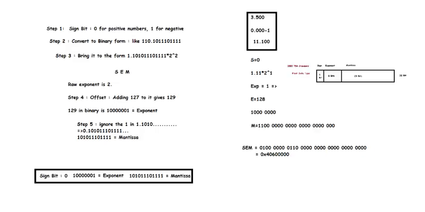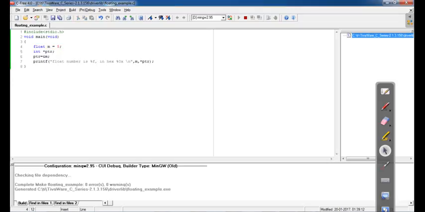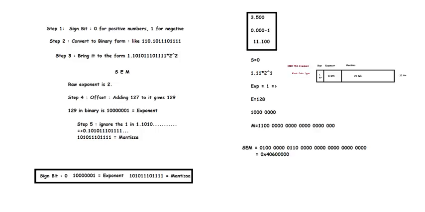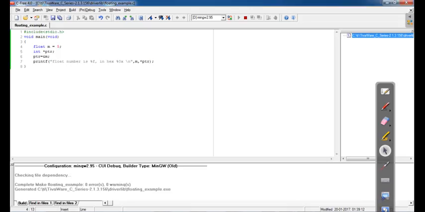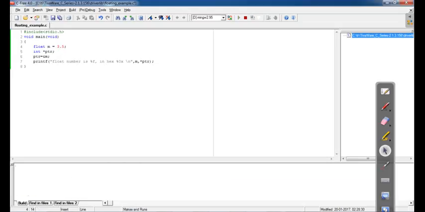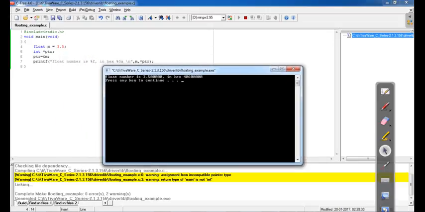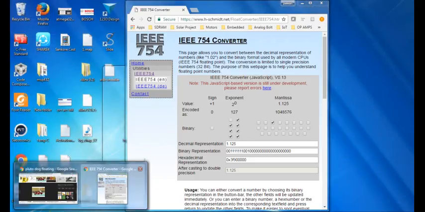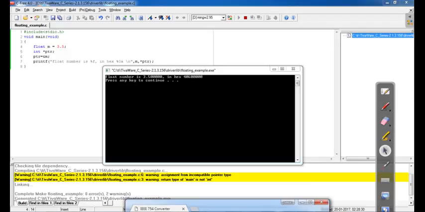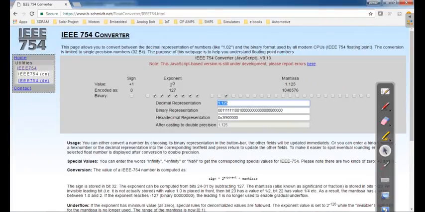Now shall we just verify that? So what was the number? 3.5. I hope it works. Okay, so hexadecimal 406. You also can have online converters for this. I do have this. Yes, I googled for a converter. And yeah, 3.5 converts to 406 followed by 5 zeros.